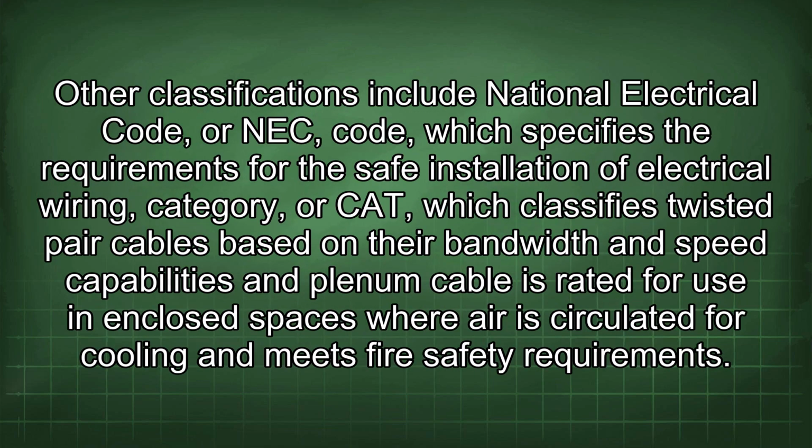Other classifications include National Electrical Code, or NEC, which specifies the requirements for the safe installation of electrical wiring, category, or CAT, which classifies twisted pair cables based on their bandwidth and speed capabilities, and plenum cable, which is rated for use in enclosed spaces where air is circulated for cooling and meets fire safety requirements.